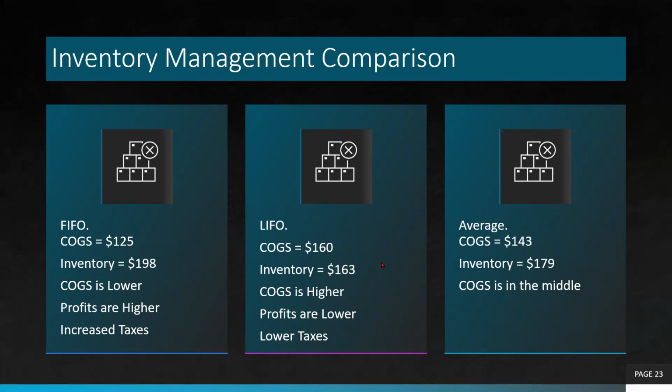Now I only have gross income of $500, and then my taxes will be lower. And using the average inventory method, it's somewhere in the middle.